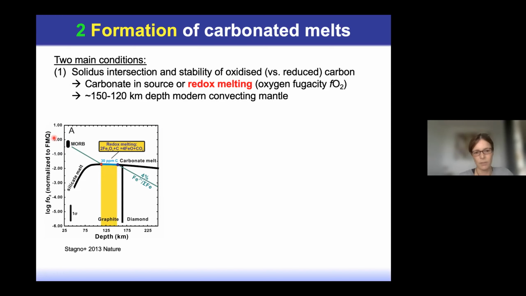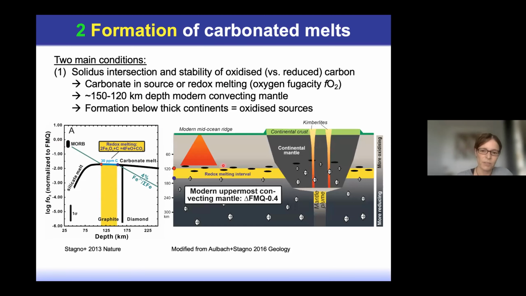What is interesting in terms of continents is that this reaction takes place over a depth interval of about 150 to 120 kilometers. And so when you see carbonated melts, such as kimberlites, in thick continental lithosphere, it probably means that they come from a source that is more oxidized than the ambient convecting mantle.